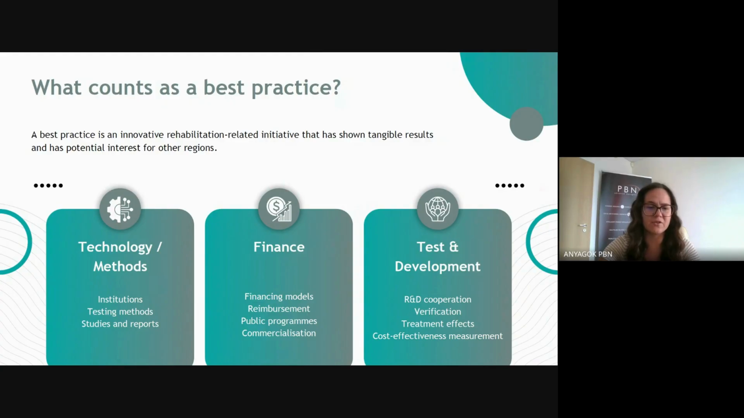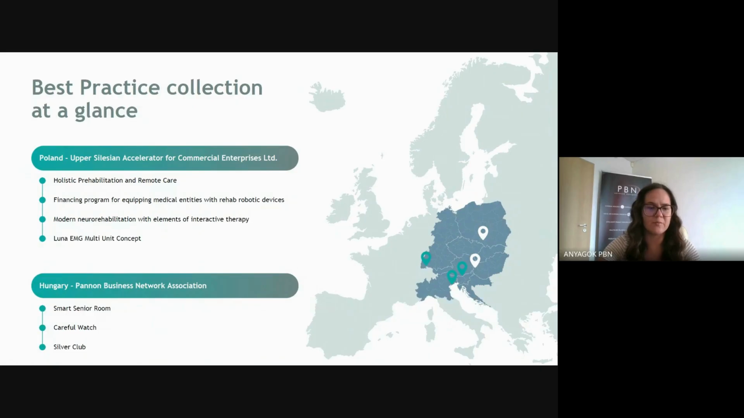The first is technology, including institutions, testing methods, and reports. The second is finance, including financing models, reimbursements, public programs, and commercialization. And the third is test and development, including R&D, cooperation, verification, treatment effects, and cost-effectiveness measurement. Based on this framework, partners collected best practices from several European regions.